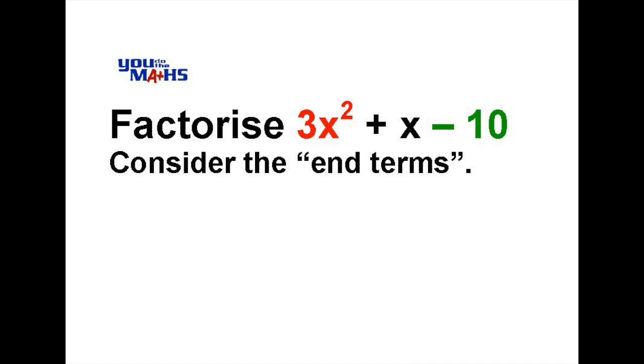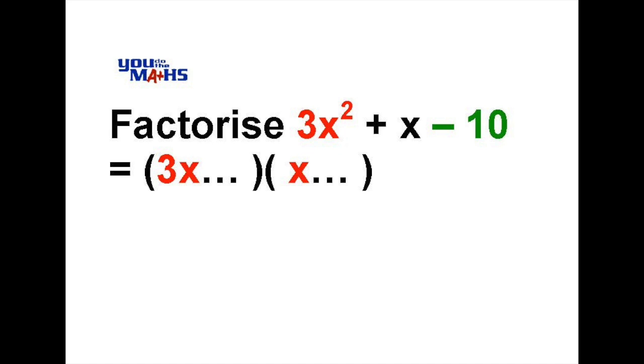What we need to do is write down two pairs of brackets and then try to multiply to those end terms. In the first case, the only two numbers that multiply to 3 are 3 and 1. And we have to have an x in each bracket if we're going to factorise this in terms of a quadratic trinomial. So our first two terms in each bracket are 3x and x. If we multiply these terms, we get back to our first term of the original expression, which is 3x squared.